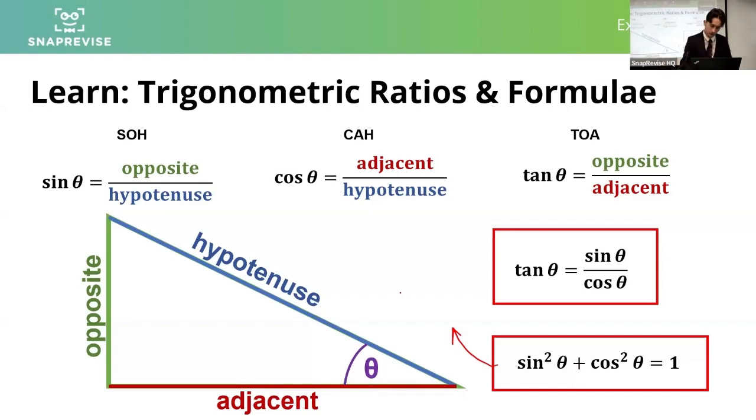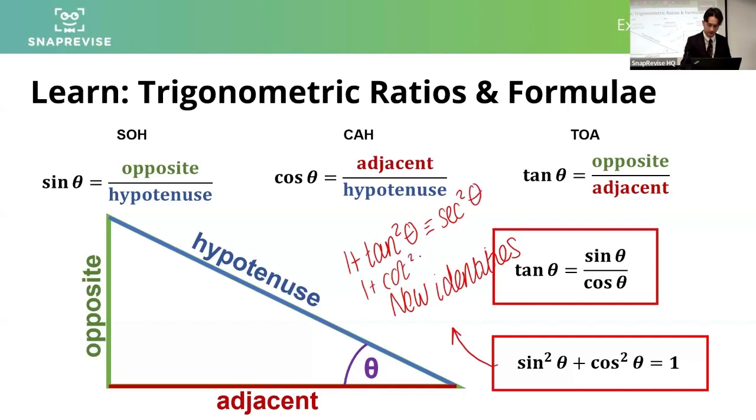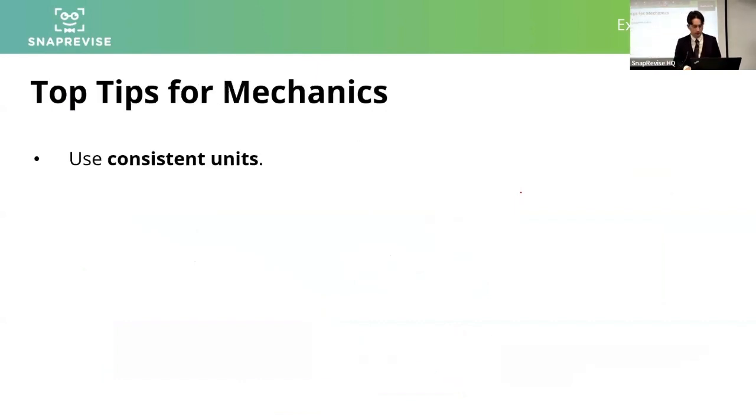Right, so new identities. I'm going to add those in. And 1 plus cot squared theta, which you can derive from the year 12 one, but they're handy to know as well. Okay, brilliant. So let's keep going.